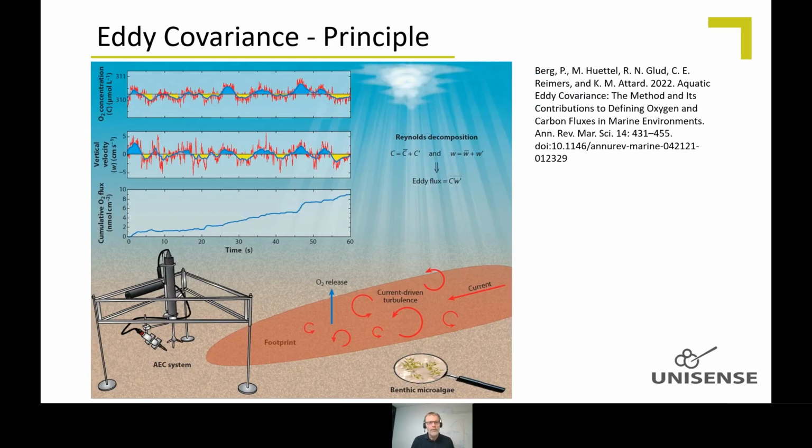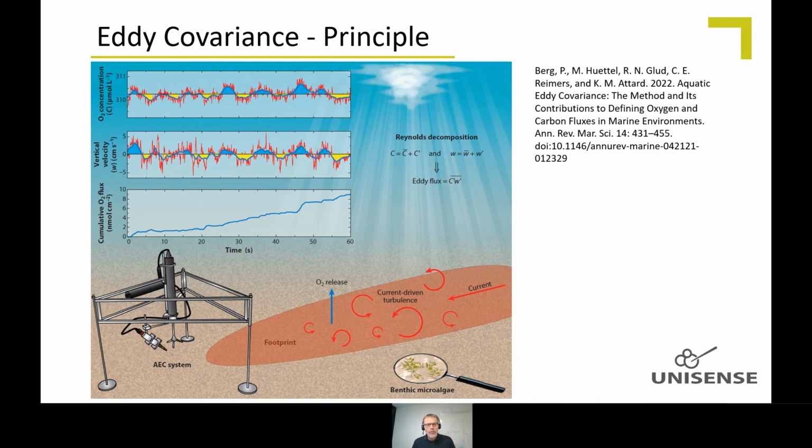In this slide from the Peter Berg paper here, you can see the so-called Reynolds decomposition is used. That means that a concentration can at any time be expressed as the average of a concentration plus the deviation from this average. And the vertical flow rate can be expressed as the average of the vertical flow rate plus a deviation from the vertical flow rate. And then the eddy flux is simply calculated as the product of these two, the deviation from the average concentration and the deviation from the flow rate.